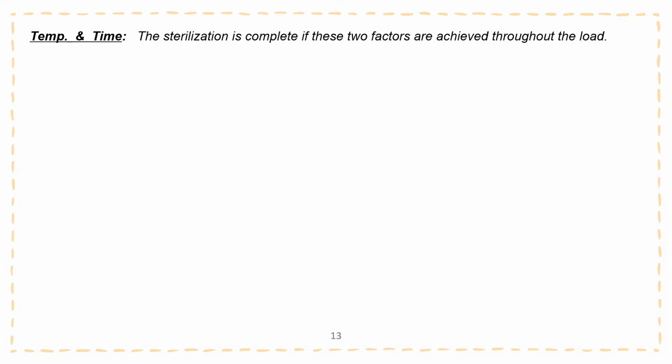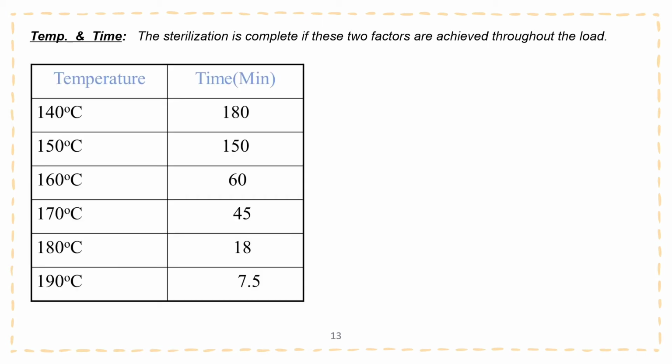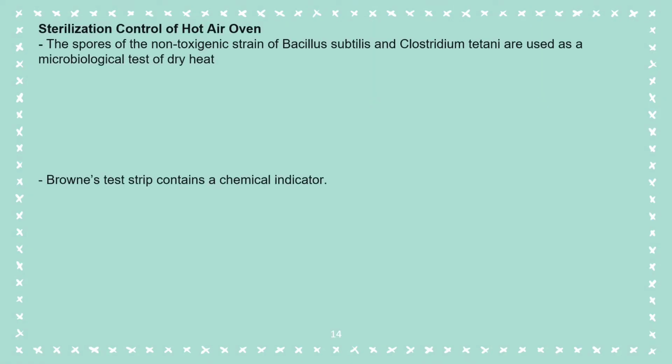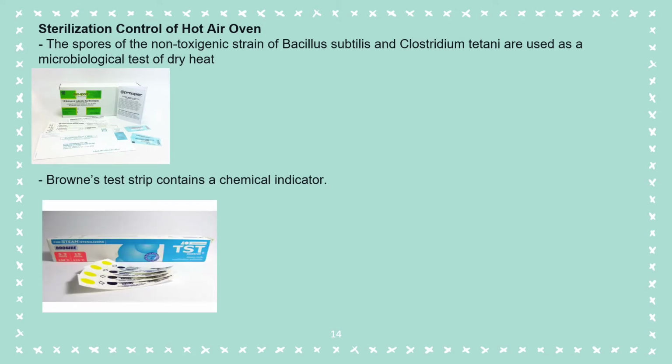So, the time and temperature. This sterilization is complete if these two factors are achieved throughout the load. So you can see that if you have a higher temperature, you need less time to sterilize things. The sterilization control of a hot air oven can actually be divided into two types. It's a microbiological test of dry heat, and Brown's test strips contain a chemical indicator.